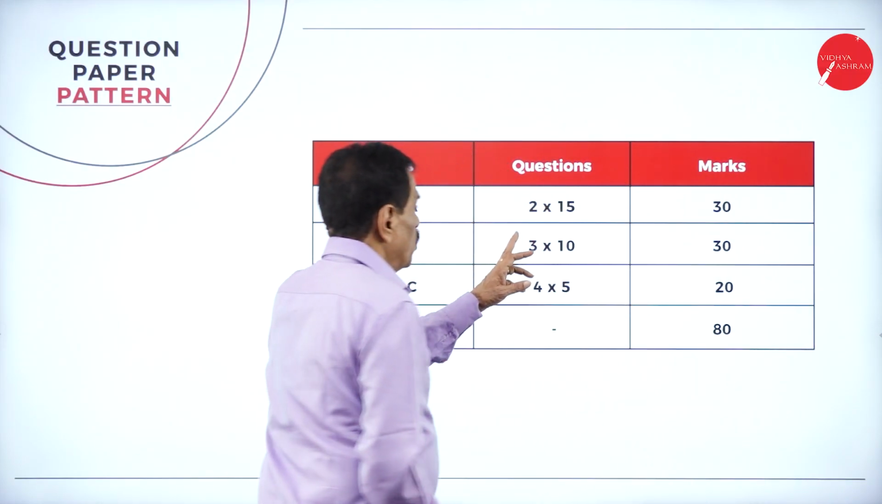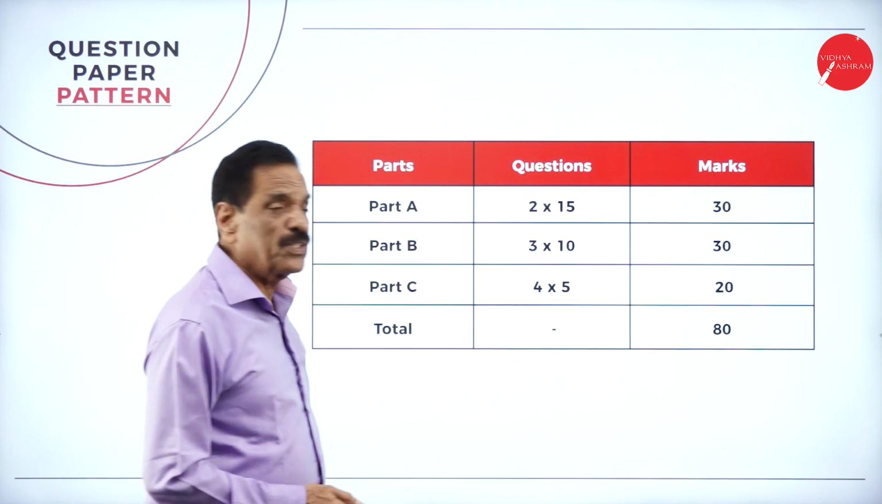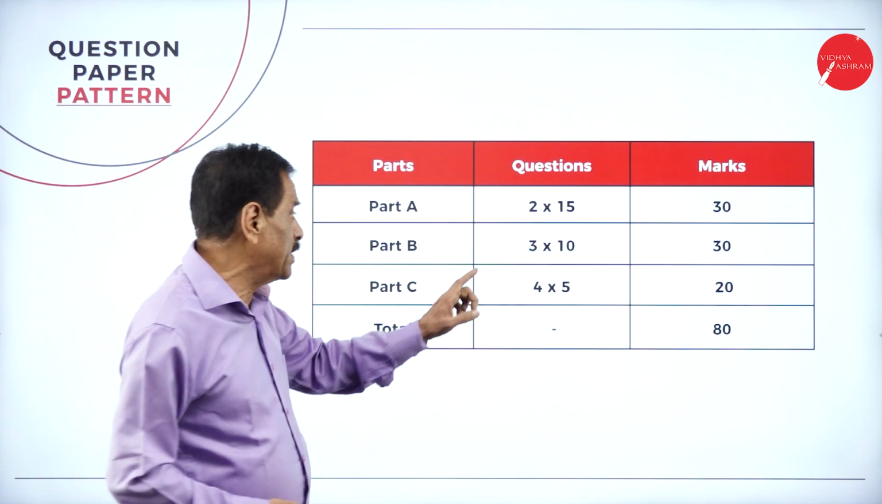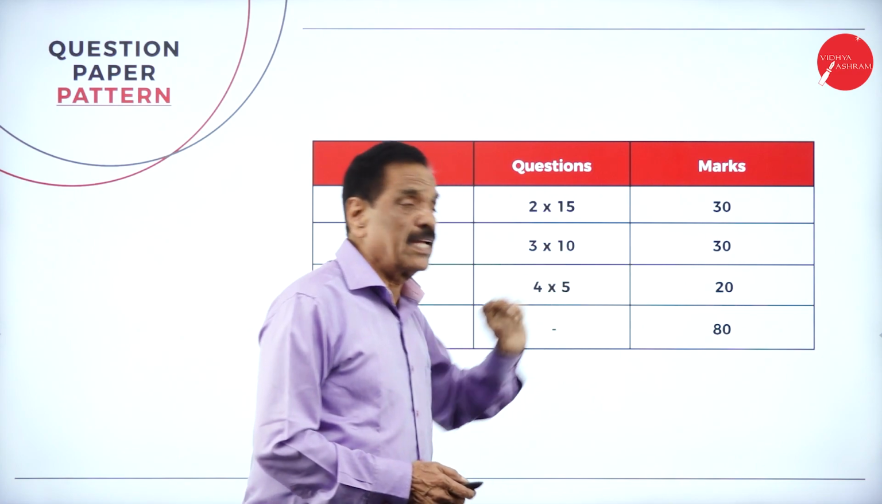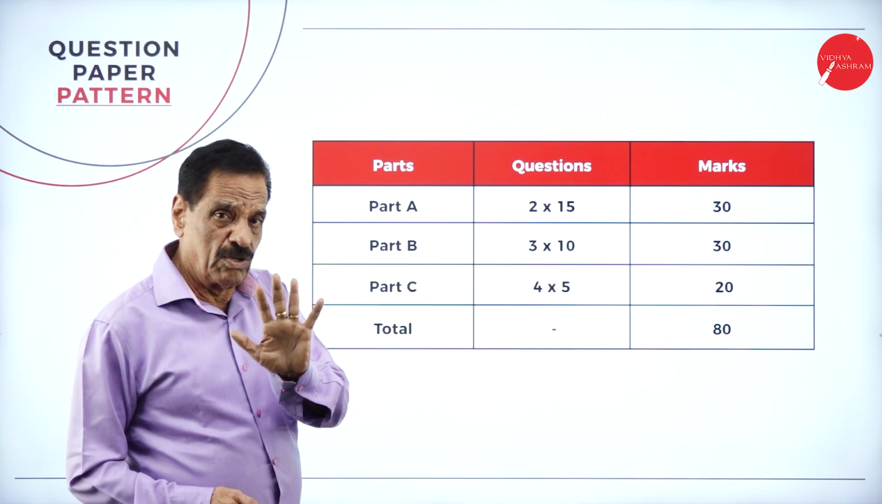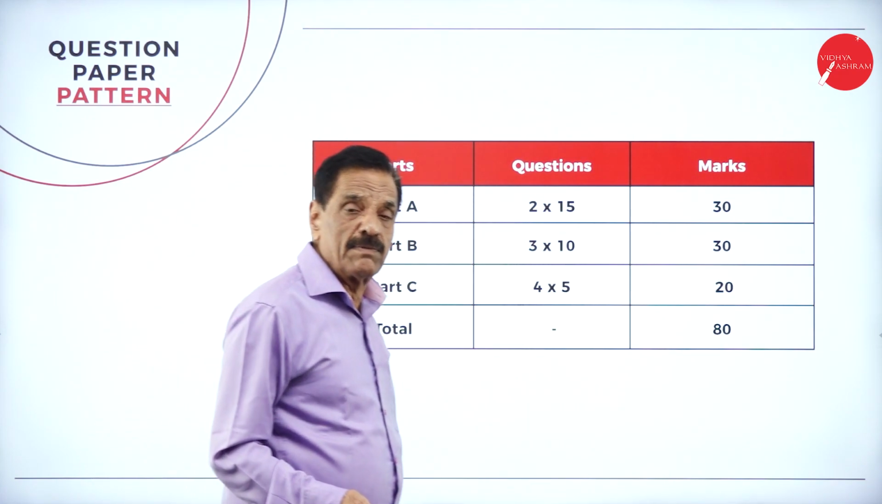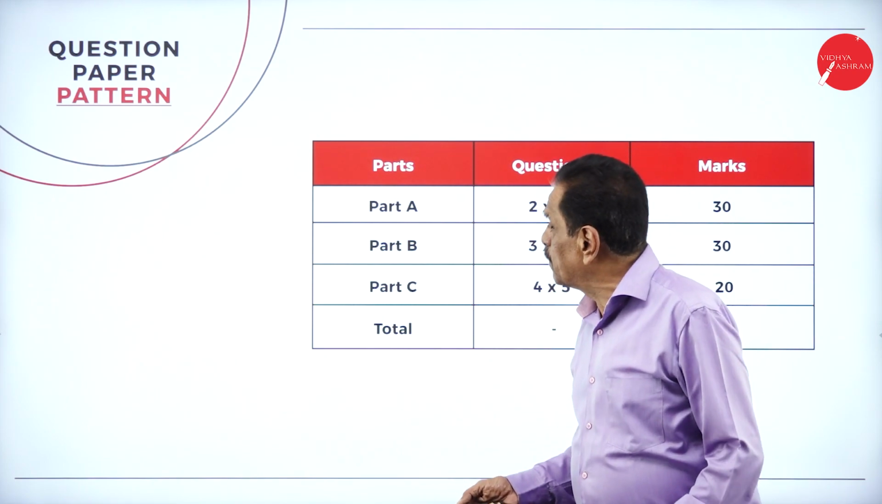Part A: you have to answer any 2 questions out of 4, each carrying 15 marks. Section B, they will ask 5 questions; you have to answer any 3, 10 into 3, 30 marks. Section C, they will ask 6 questions; you have to answer any 4, 4 into 5, 20 marks, totally 80 marks coverage. We'll move on to the problem now.